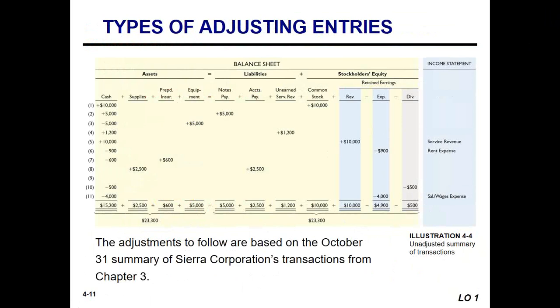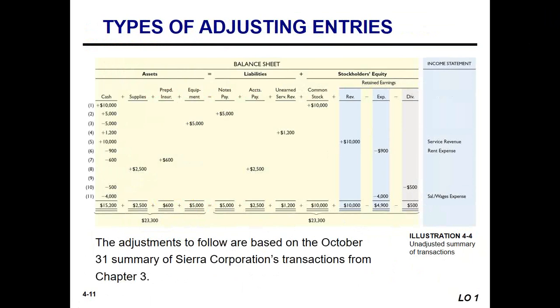So let's look at this. What do we have here? We have supplies. We know that we bought a lot of supplies last month. Do we still have $2,500 worth of supplies on hand? What about that prepaid insurance? What about equipment? Is it still worth $5,000? We have a notes payable, and that probably had interest. And unearned revenue. Have I earned any of that? You see, there's lots of questions.